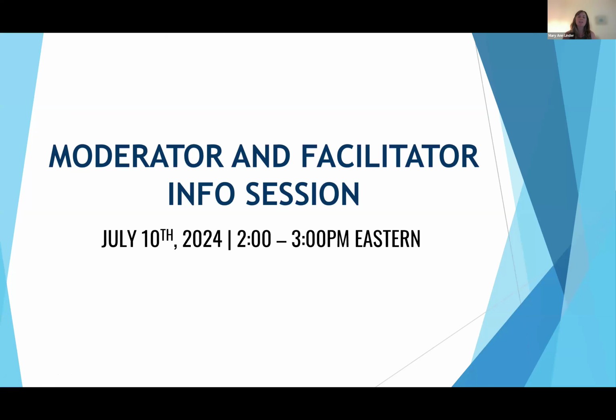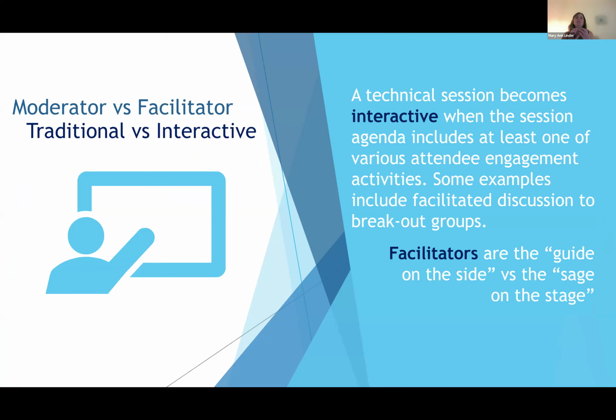This is the moderator and facilitator information session for WEFTEC 24. The first thing I want to clear up is, what do we as WEF staff mean by moderator versus facilitator? Because in many ways, you are doing very similar jobs. It's just a differentiation of roles. A technical session becomes interactive when we add in an attendee engagement activity, such as facilitated discussions or conversation input. And when you become interactive, you're no longer moderating the session. You need to facilitate it.